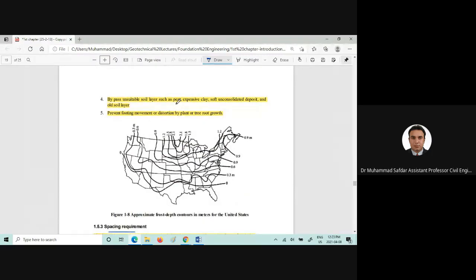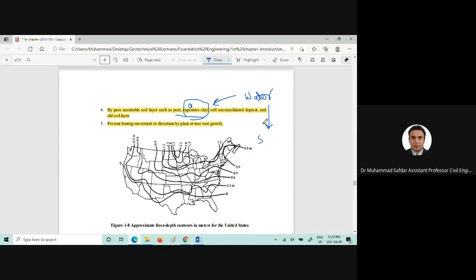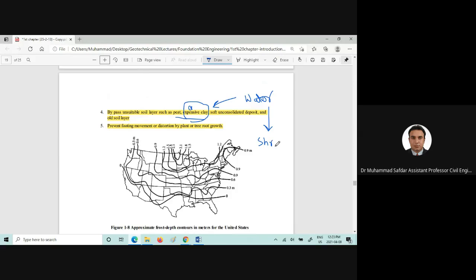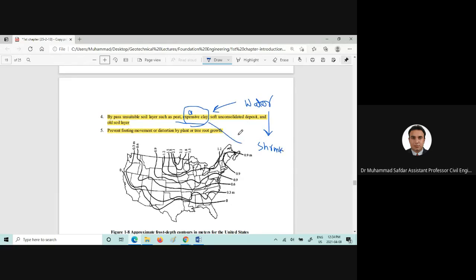Bypass unsuitable soil layers such as peat. You can write that as expansive soil instead of expensive soil. Expansive soils are those soils when you add water into the soil, they usually swell, and when you dry that water, they shrink. So that's why it's expansive soil. Then unconsolidated deposits and old soil layers: peat is organic, so if the soil contains too much organic matter, leaves and plants, etc., you don't need to construct your buildings and foundations on these types of soil.